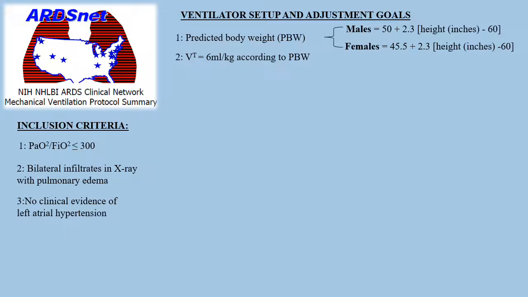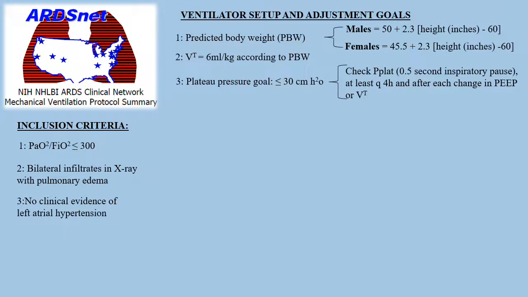Secondly, you set the patient's ideal tidal volume as low as 6 ml per kg according to the predicted body weight. Thirdly, the target goal of your plateau pressure must be equal to or less than 30 cm H2O, and you can calculate this pressure from the ventilator by pressing the inspiratory pause. And you can do it Q4 hourly and anytime if you change the PEEP or tidal volume.